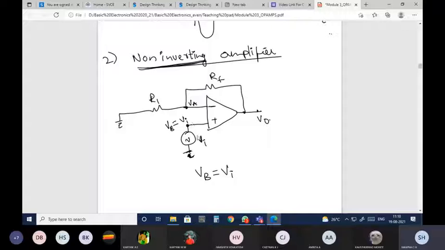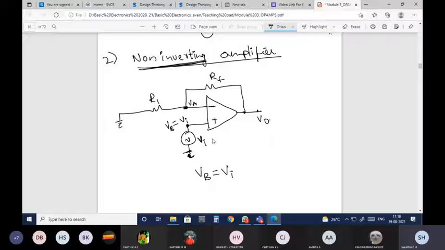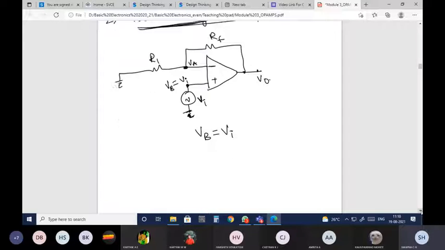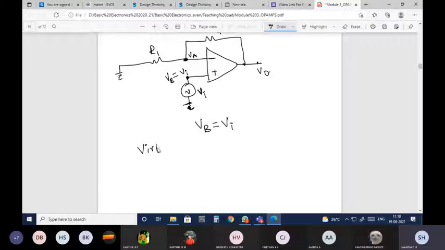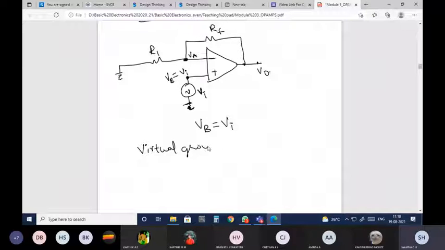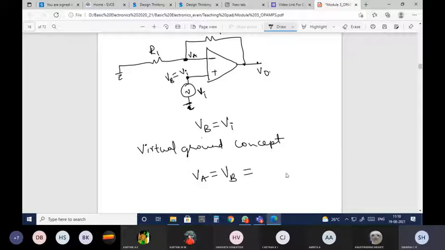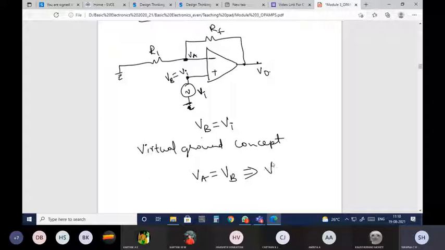So VB is equal to VI, and according to the virtual ground concept, the terminal voltages across the op-amp will always be the same. It means that according to the virtual ground concept, VA is equal to VB. That will be nothing but VI, because VB is equal to VI. Therefore, since VA is equal to VB, VA will also be equal to VI. So this I name as equation 1. Now again I need to assign the current direction. So this is the ground connection.